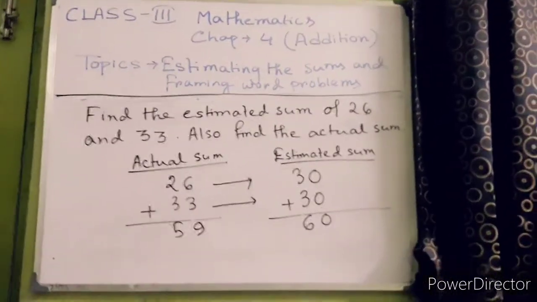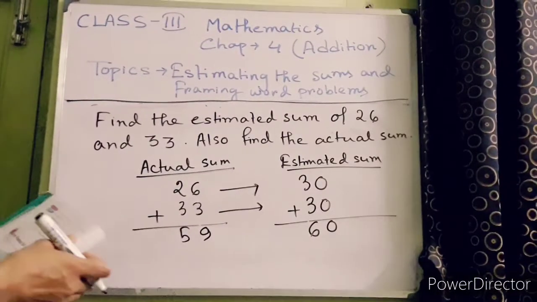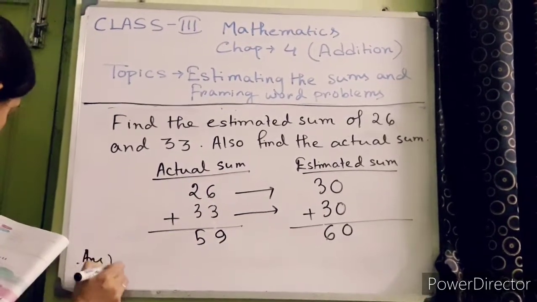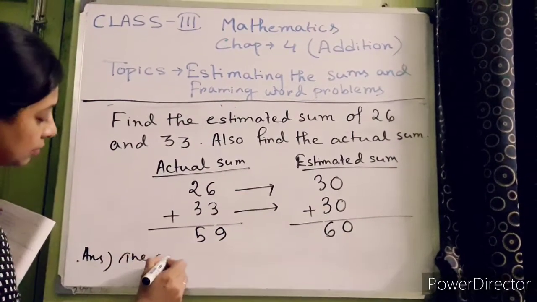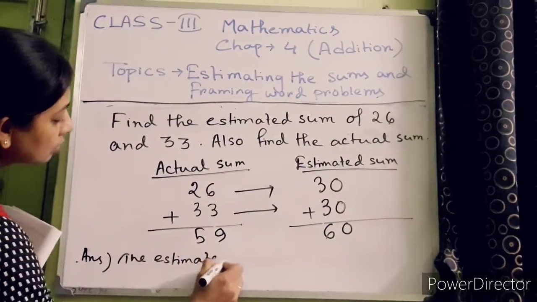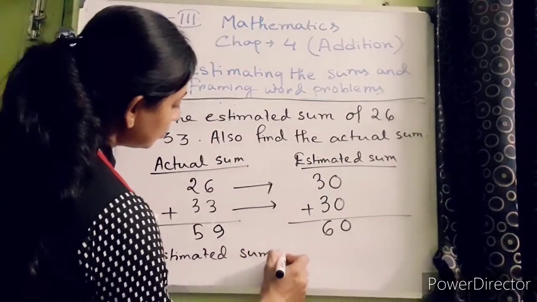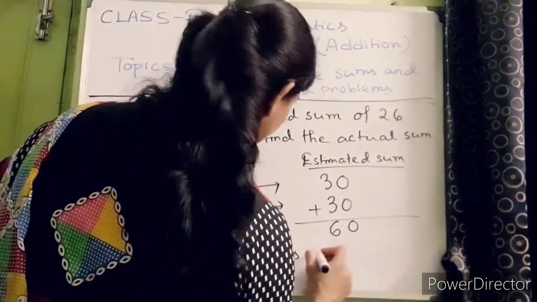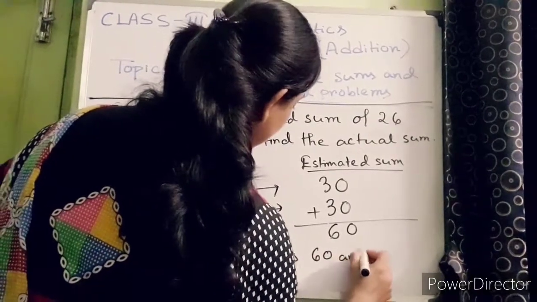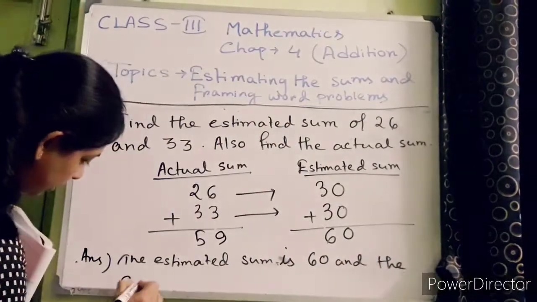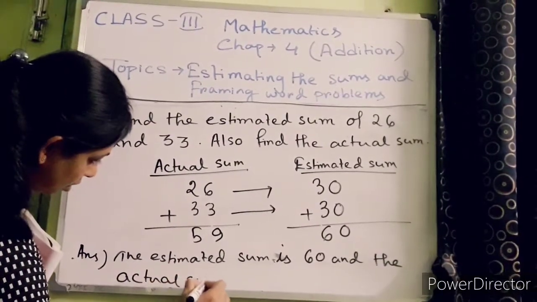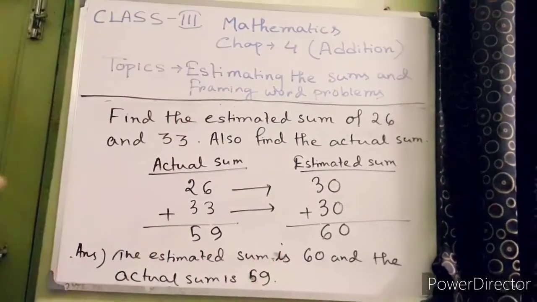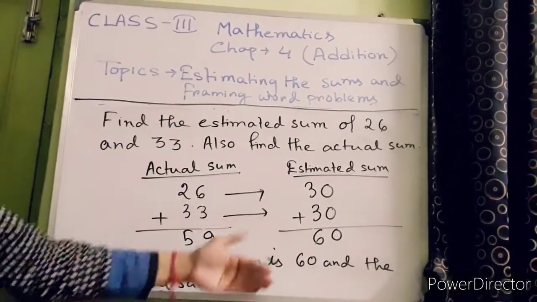So according to the question, what will be the estimated sum and actual sum? So the answer will be: the estimated sum is 60 and the actual sum is 59. In this way you can solve the sum.